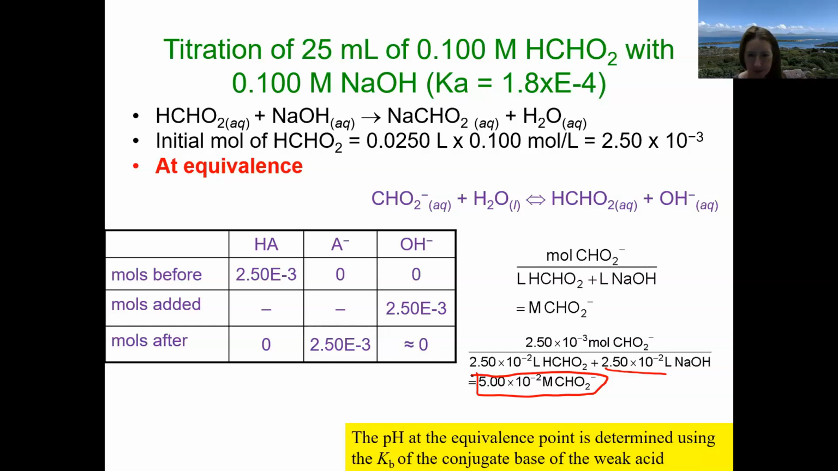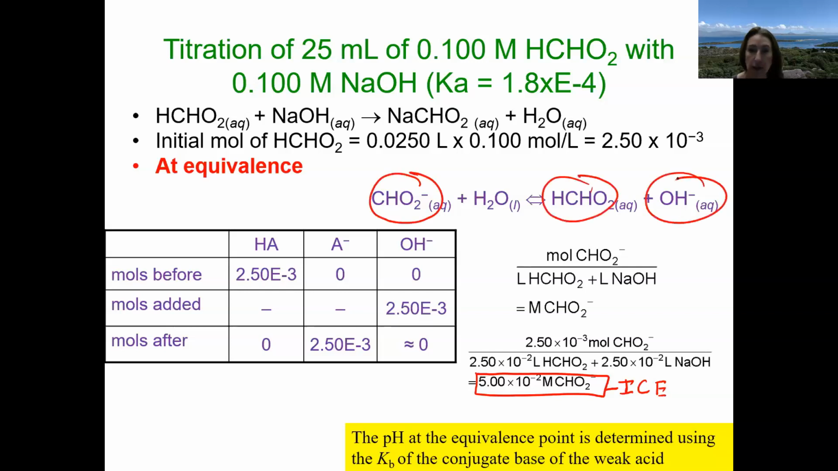So not molarity divided by 2. Molarity is always moles over liters, and our liters are 25 milliliters plus 25 milliliters, so our total is 50 milliliters. If it had been like 25 plus 35, then it would have been 60 milliliters. So it's always whatever your volume is. Okay, so here's our new molarity. This is what we're going to do, and now we're going to put this in an ice table, and our ice table is going to consist of these things.